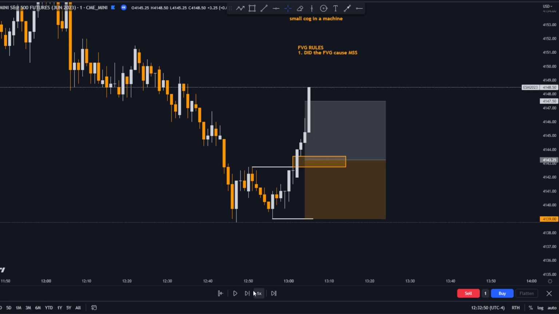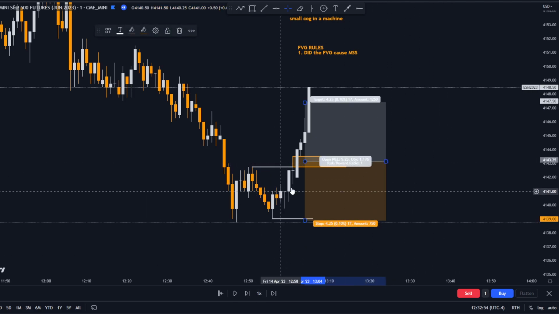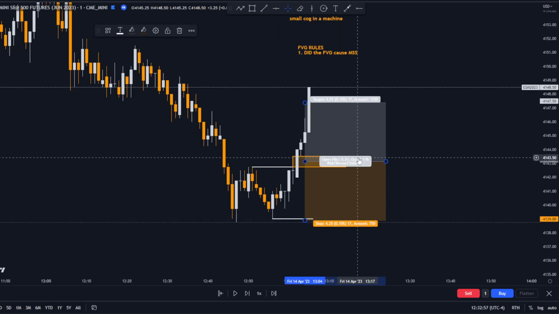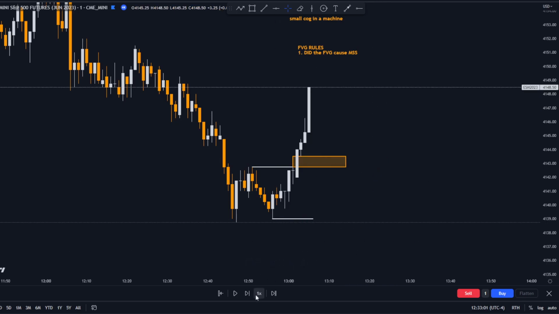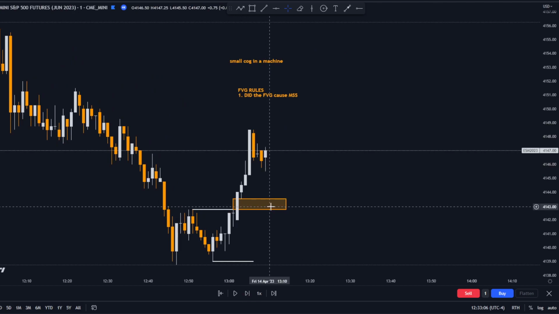It went without us. So is this a bad fair value gap? No. The price just wanted to move faster. That doesn't mean that this fair value gap wouldn't be a good one. So let's wait. Is it gonna enter this one again?